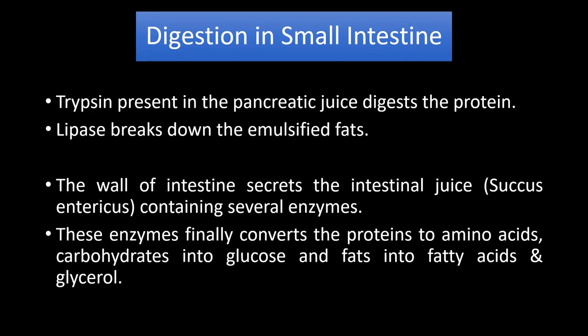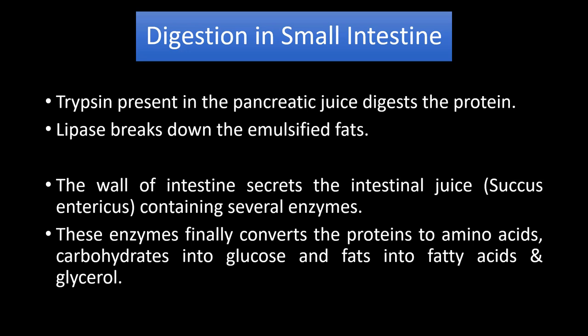Now the trypsin present in the pancreatic juice digests the proteins and the lipase breaks down the emulsified fat. Now the trypsin, remember, like the pepsin also acts on the protein, but the trypsin is secreted in the small intestine by the pancreas, and it requires an alkaline condition compared to that of the pepsin, which requires an acidic condition. Now the walls of the intestine secrete intestinal juice.